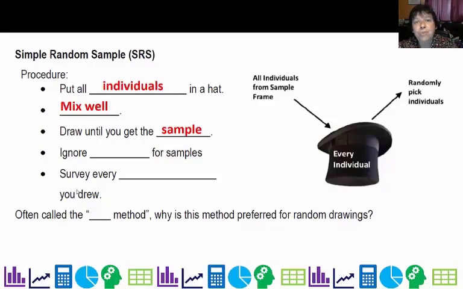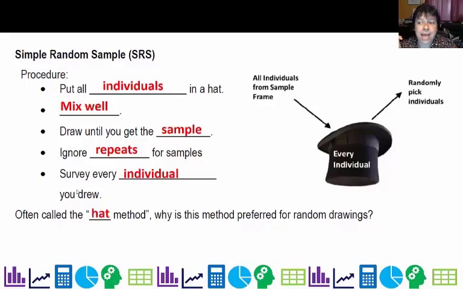Now, one thing: if I'm drawing, let's say I draw Abe's name first, then I put his name back in the hat. What would people say? They go, wait a second. You're only supposed to draw them once. And for samples, we're only supposed to draw them once. So if you put the name back in the hat, you need to ignore repeats, all right? One way you can avoid that is just leave the name out of the hat. But if you're using something like computers or calculators, they will have some repeats in there. So it's always good to say ignore the repeats. After that, you would survey every individual that you drew, and that would be your sample.